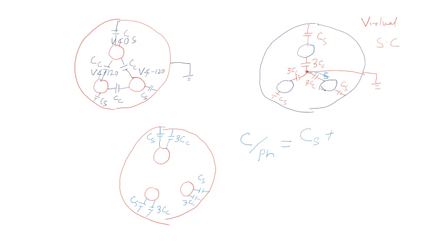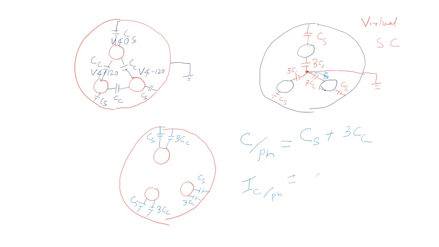So overall, if you calculate the C per phase, what can you expect? Two capacitances in parallel, so C per phase is CS plus 3CC. CS is the capacitance between a core and the sheath, and CC is the capacitance between the cores. So this is your capacitance per phase.